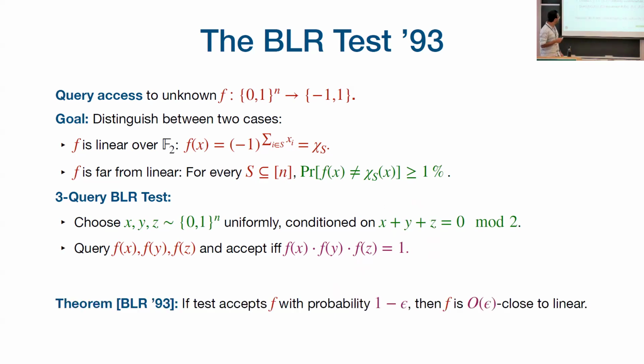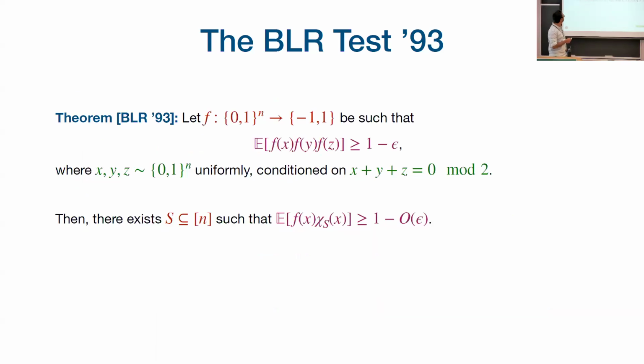And what BLR prove is essentially soundness, the second point. So they prove that if the test accepts with probability 1 minus epsilon, where epsilon you can think of as, say, 0.1, then f is O(epsilon)-close to linear. What that means is that there is some linear function chi_S such that f and that linear function agree on something like a 1 minus O(epsilon) fraction of the points of the hypercube. So you can see this statement as a contrapositive of the second point I mentioned above, which is that if f is far from linear, then the test rejects with significant probability.